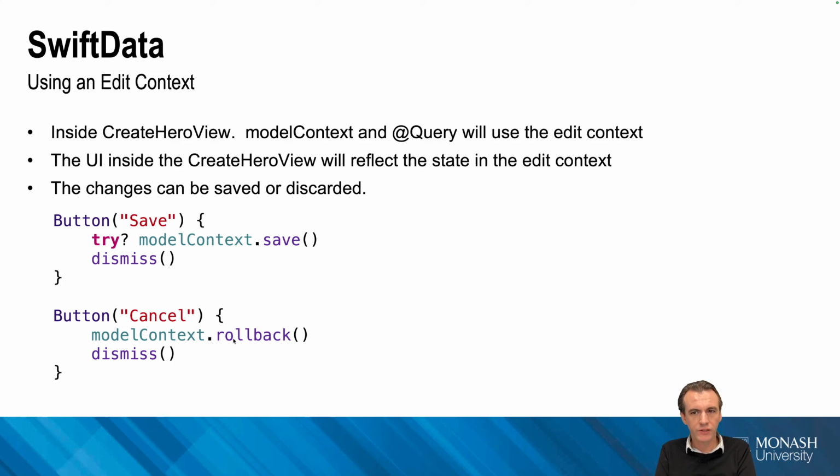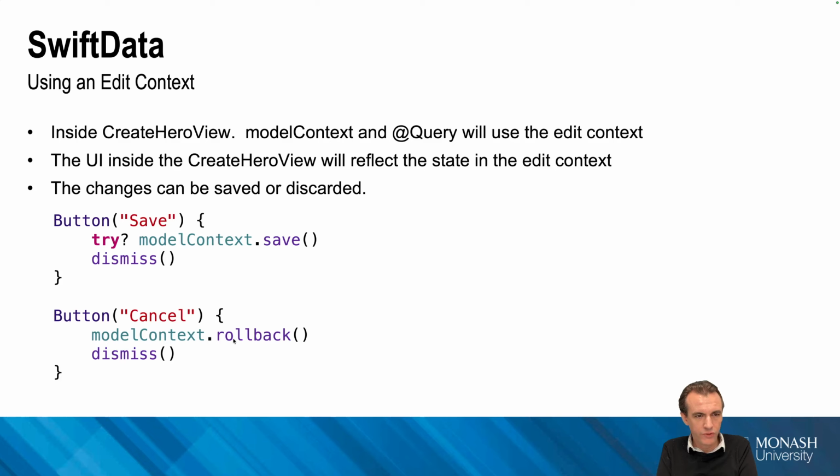Now the edit context initially will see and have all of the same data as the main context, but any changes you make to it, either additions, modifications, deletions, will only be in that edit context until you save it. But the useful thing here is the UI inside of this SwiftUI view that has this overridden model context will reflect the state in that edit context.